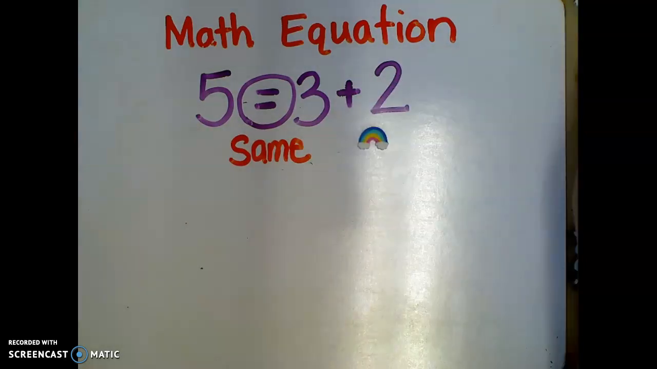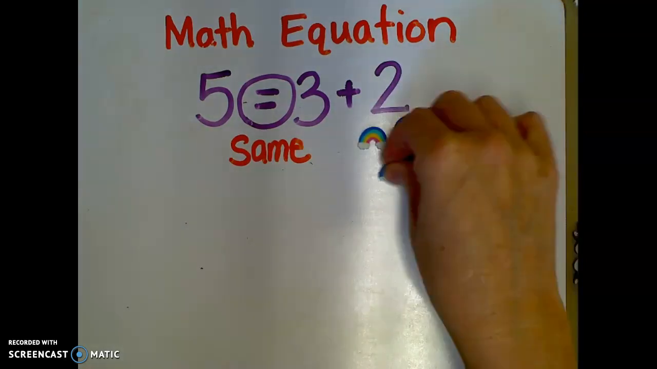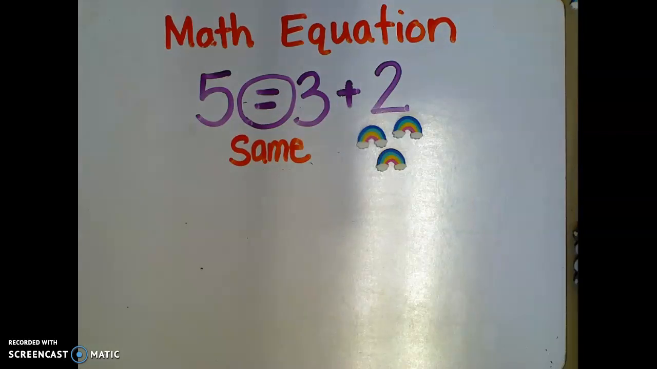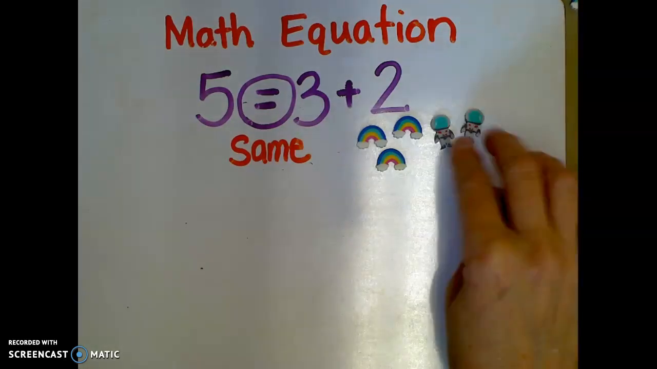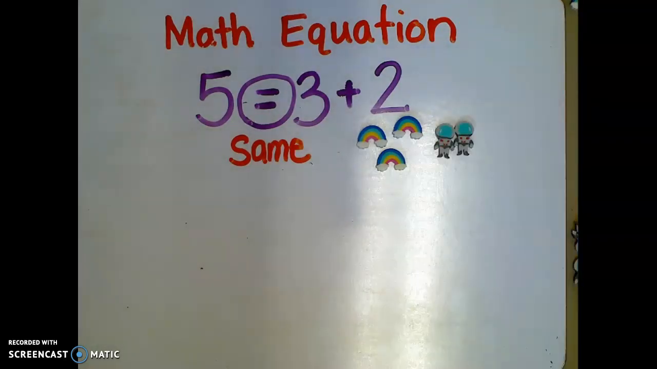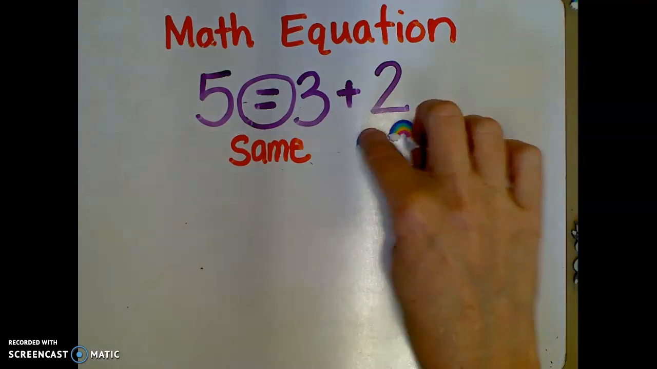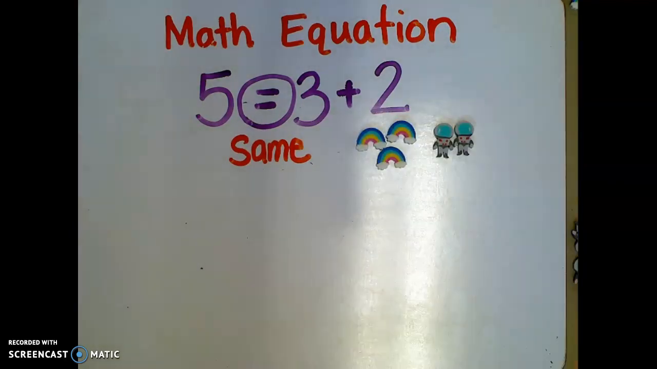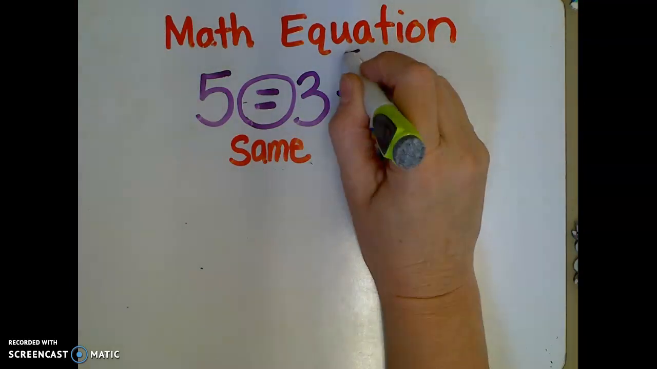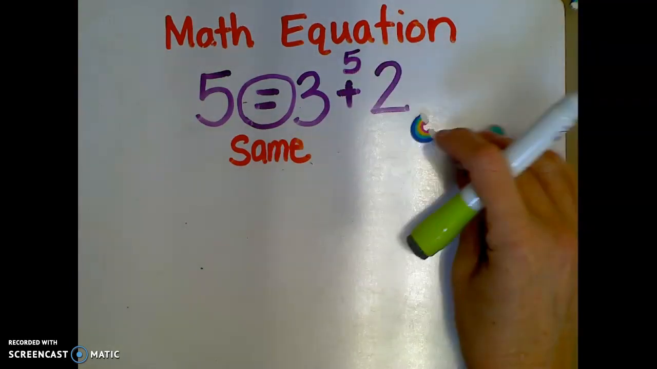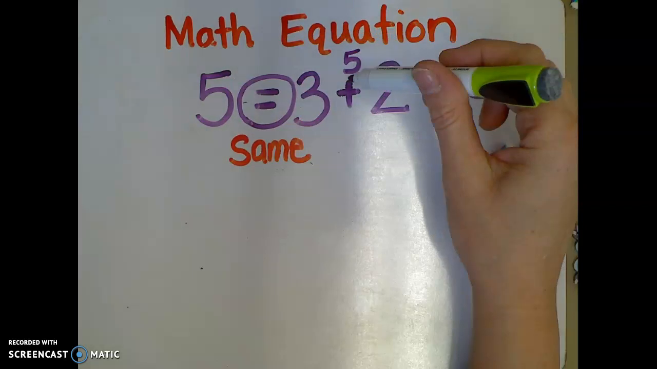So I'm going to put some manipulatives out. And I have 3 rainbows and 2 rocketmen, spacemen. If I join them together, 1, 2, 3, 4, 5. Lo and behold, 3 plus 2 is 5. So 5 equals 5.